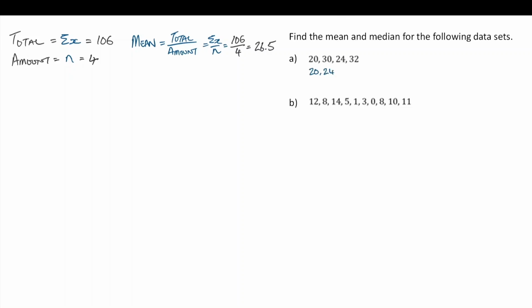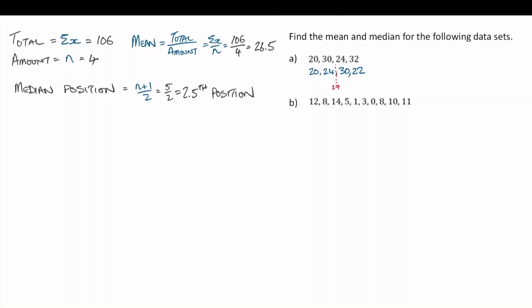To find the median, we need these values to be in order. So let's just rearrange them in order. It's only 4 values, quite easy to put them in order. And the median is going to be the middle value of these rearranged data points. We can see it's right here in the middle of 24 and 30, but more formally, we should be able to identify the median position.